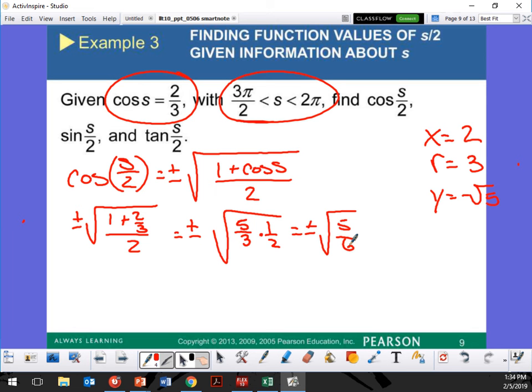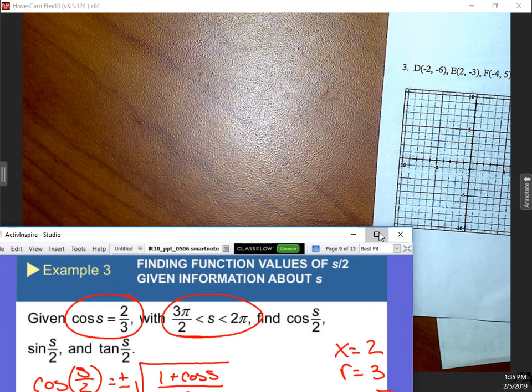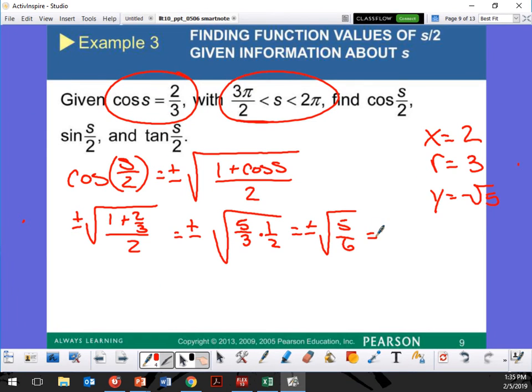Now, which sign is it? Is it positive or negative? Positive. Cosine in quadrant 4 is positive. So we're almost done. I just have to rationalize this now. So it's going to be rad 5 over rad 6. Multiply by rad 6 over rad 6. Rad 30 over 6. So that's the cosine.